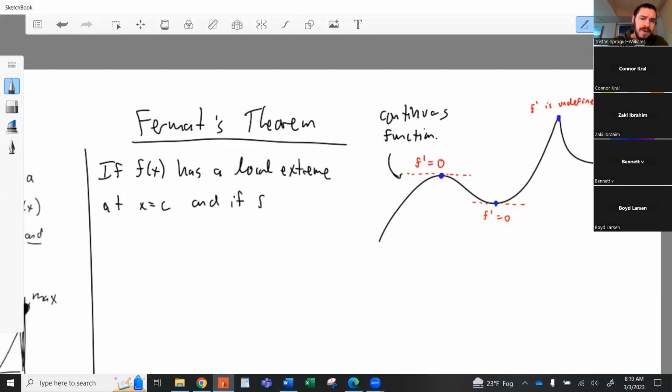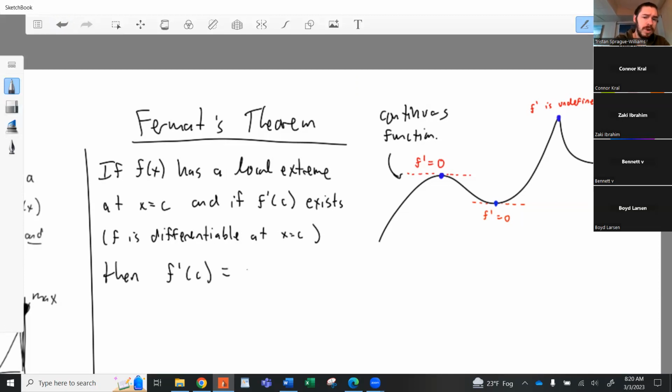And if f prime of c exists, which is to say, you know, f is differentiable, there's that vocabulary, at x equals c, okay, then f prime of c will equal 0, guaranteed. That's the only way it can happen. It's the only way it can happen. It's got to be 0.